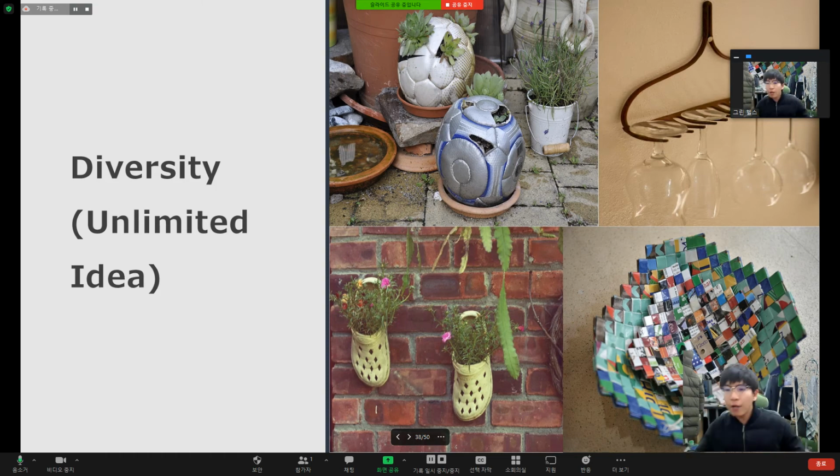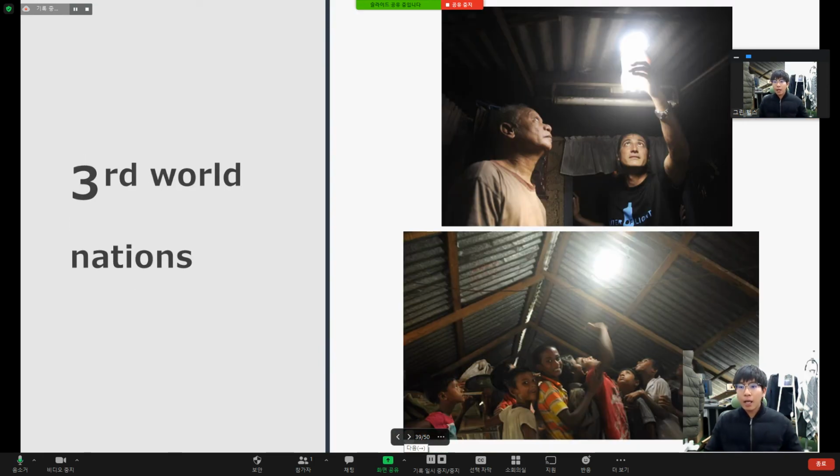I can give you one example with this mouse. Maybe somewhere here it is broken, and then I can use it to hold. When I go jogging, I will just hold it like that to fix my jogging pattern. This is upcycling too. And upcycling could help third world nations. As you see in this picture, this is actually a water bottle. When you put it on the roof, it could bring you light from the sunshine.